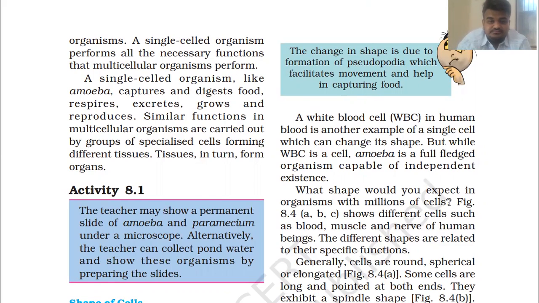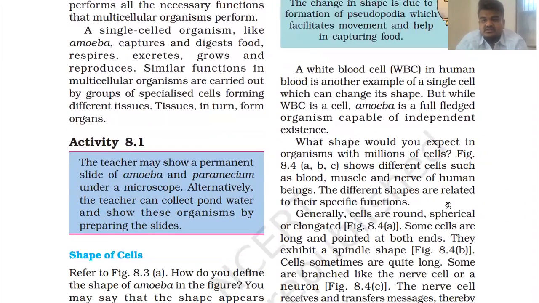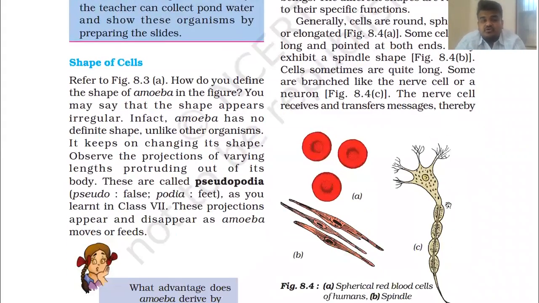So next one, shape of cell. I hope you are clear with the number of cells, that there are only two different types. Either there must be one cell in the living organism or more than one. Organisms made of only one cell are called unicellular. Uni means one. And organisms made of more than one cell are multicellular organisms. That's it. Next one, you are given shape of cells.